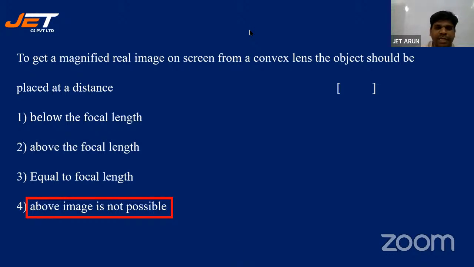It's a real image, so we can catch it on the screen, students. Between F2 and C2, if I place it, I'll get a real image beyond C1. So that's possible, so this option is wrong.